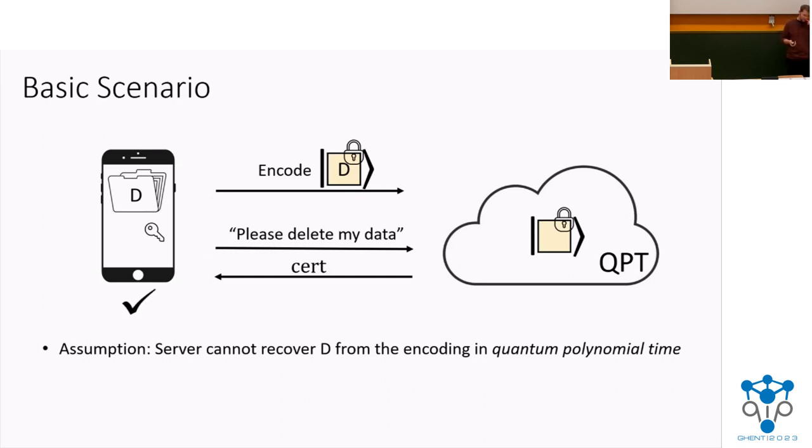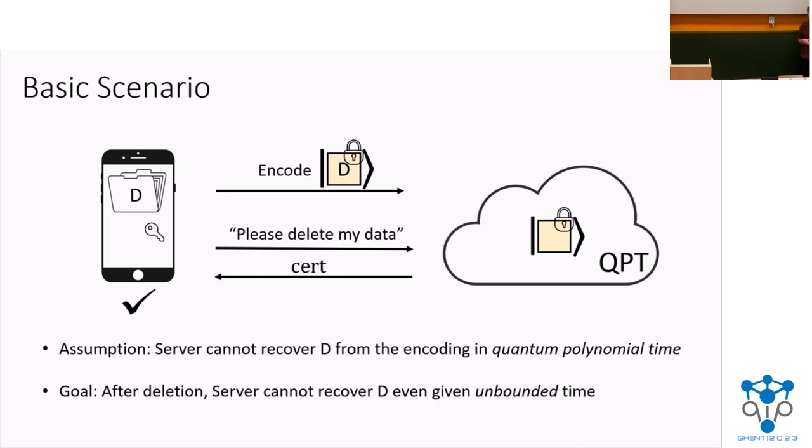And so if the client accepts this proof of deletion, then we want to say that that data D that used to be on the server is now completely gone. And we can capture this in a strong manner by stipulating that the server can't recover D even given unbounded time after deletion. So in particular, D is now statistically removed from their view.